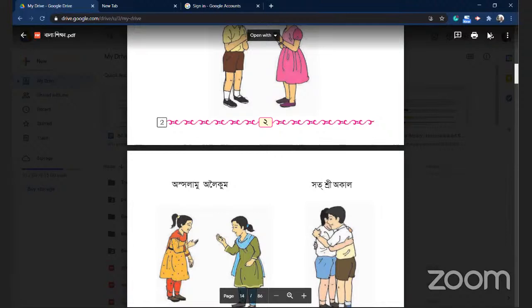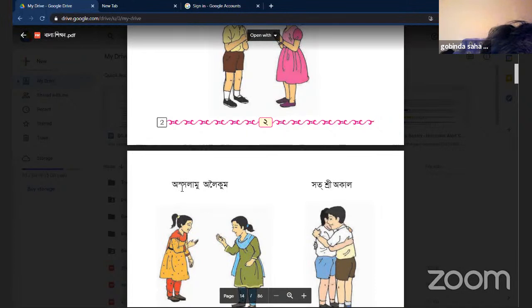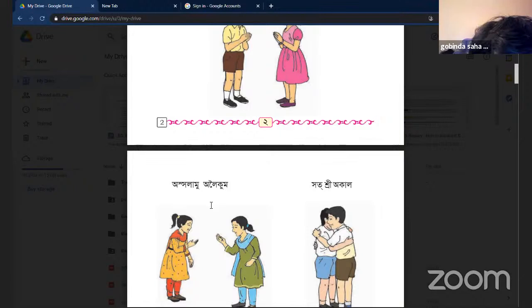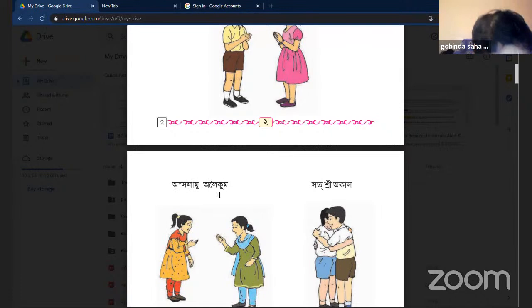Okay, Govinda, read this word. No, it is O, it is not A. O. Om. And then dantasya twice, that is a jukta varna. Dantasya twice, you see? That is a jukta varna. Asla, then loyaka. Aslamu. Aslamu alaikum.